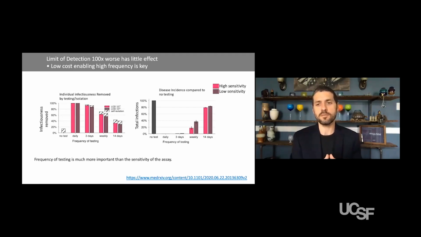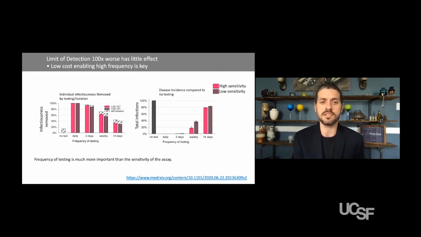The two different colored bars are what we would call the PCR test, or the high sensitivity test. And then the darker bars are what might be thought of as a lower sensitivity test. And we've done this with 100 times worse sensitivity, 1,000 times or 10,000 times lower molecular sensitivity. And what we see is by far the most important piece of the testing regimen that we need to get right here is not the exact metrics on the test itself, if your goal is population mitigation of transmission, but it's the frequency that the test is being used.